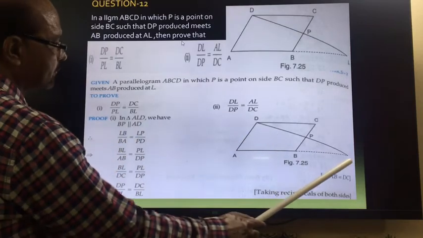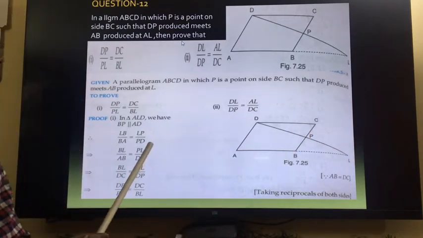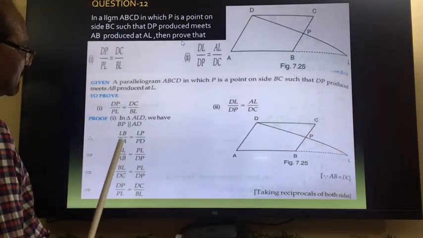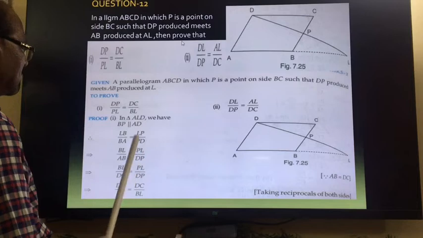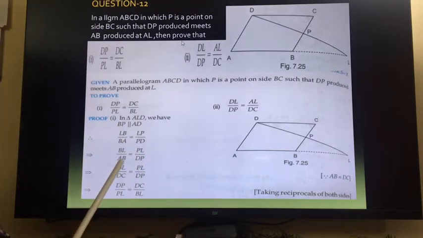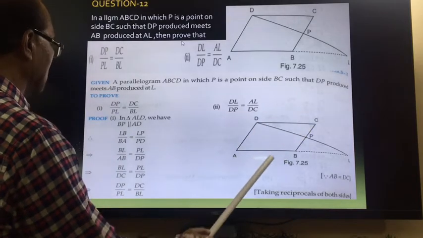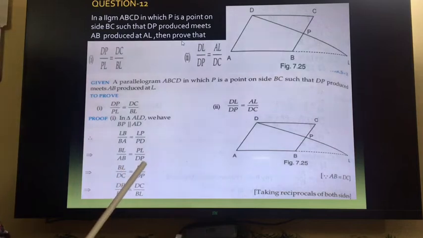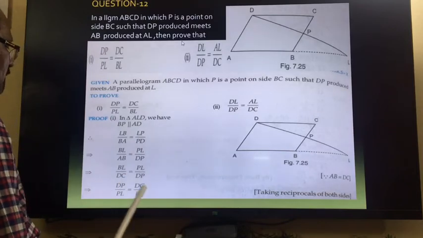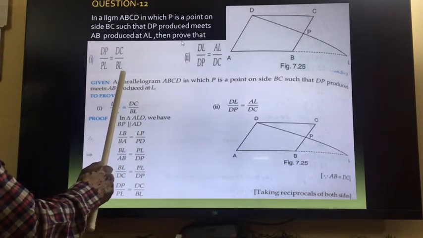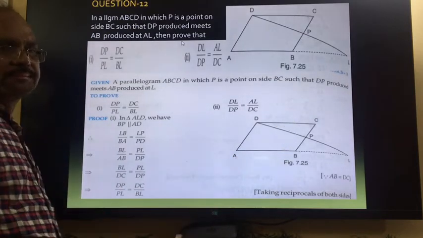Once again, in triangle ALD, LB upon BA is equal to LP upon PD. After that, BL upon AB is equal to PL upon DP. Now in place of AB we can write DC. Why? Because opposite sides of a parallelogram are equal. So BL upon DC is equal to PL upon DP, or DP upon PL is equal to DC upon BL. So hence the first part is proved. Only in place of AB we will write DC.